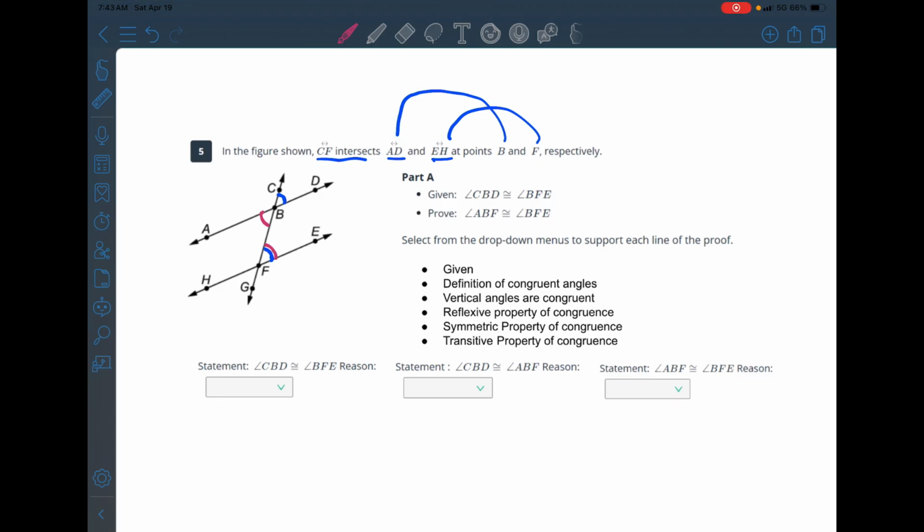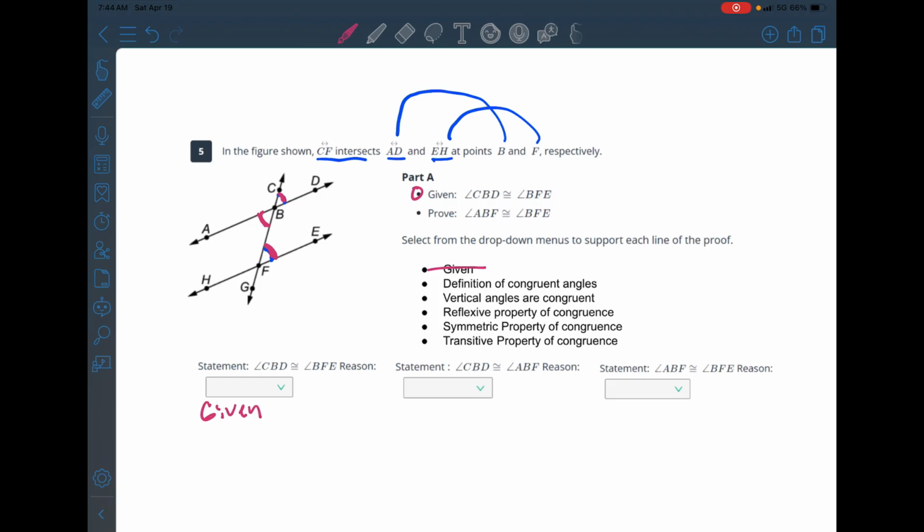Okay, so the first statement is CBD is congruent to BFE. So that's this angle and this angle. Well, look up here, that's our given. So given will be here. Sometimes there can be more than one given, and sometimes you can use things more than once. So don't just say, oh, I've already used that. Given is usually the first thing that you have. So please look back up to what was given.